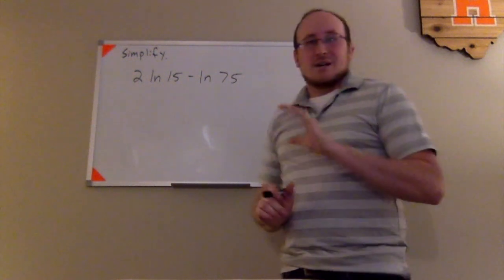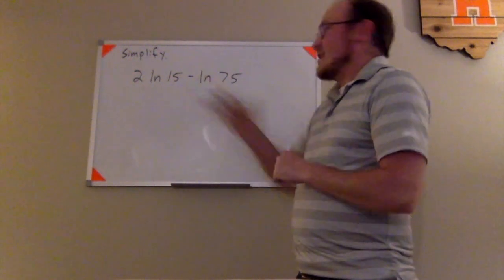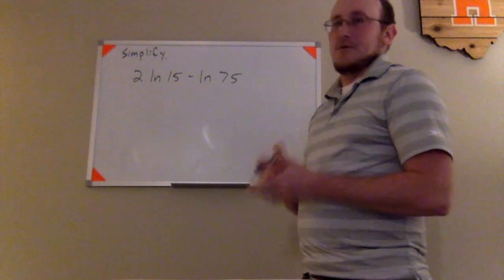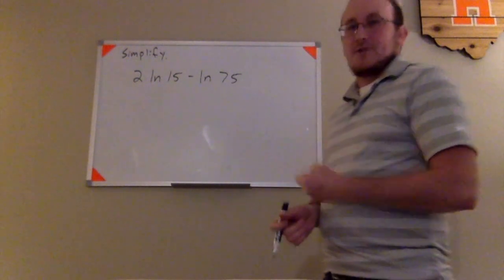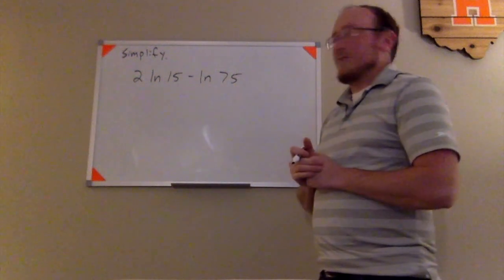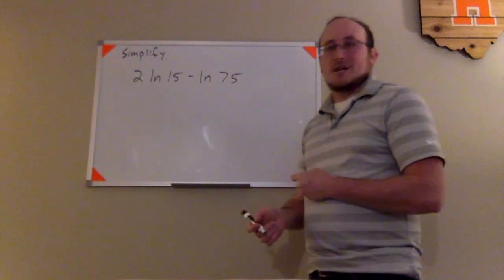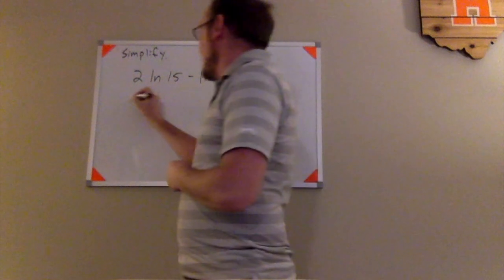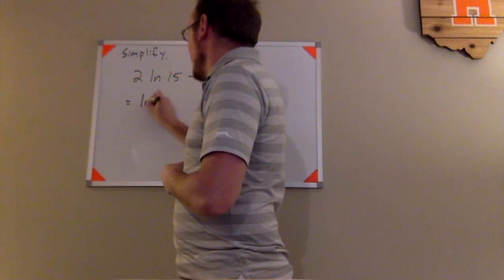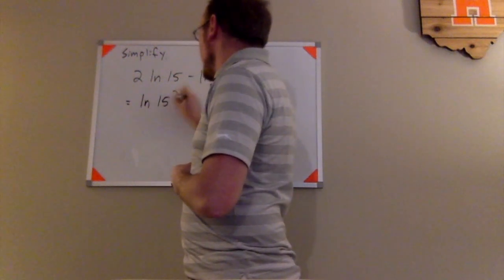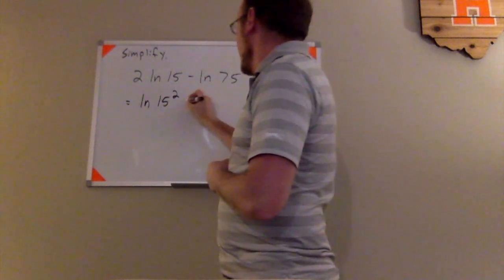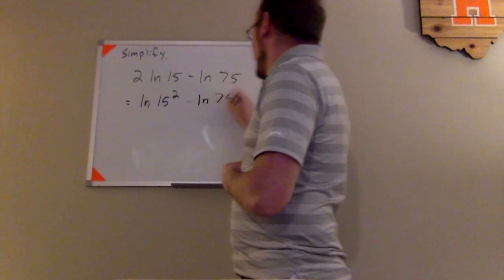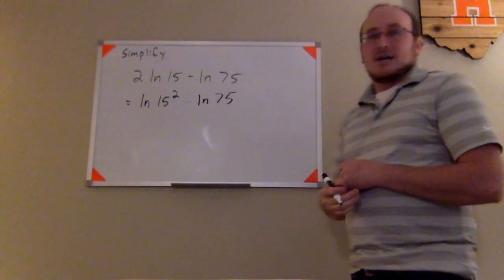So anyway, now that I've ranted about that, how can we simplify this expression into a single logarithm? Well, the first thing I want to do is take advantage of my power property of logarithms. I see out in front of the logarithm a number connected by multiplication. So I'm going to go ahead and rewrite that as the natural log of 15 squared, moving that number out in front back up into the exponent, minus natural log of 75, like that.